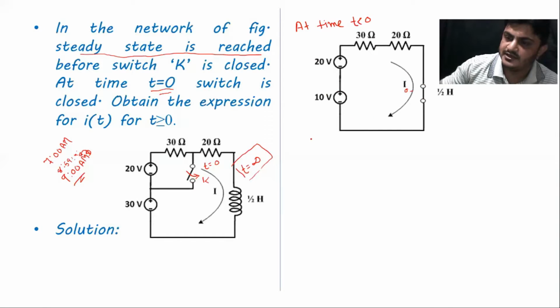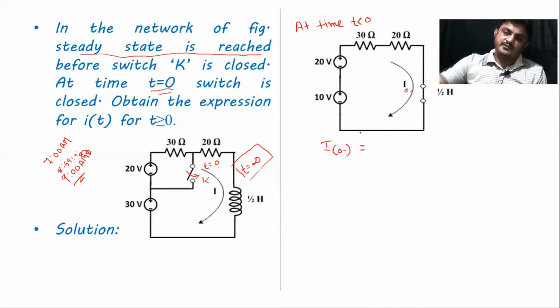So what is the situation? Let me mark the current flowing through this circuit, that is I0 minus. To calculate it is very simple. This is 20 volt and this is 10 volt. These two voltage sources are connected in series, so the total voltage is 30 volt. Now the total resistance of this circuit is 30 ohm plus 20 ohm, that is 50 ohm.